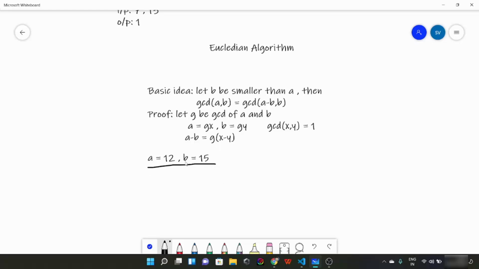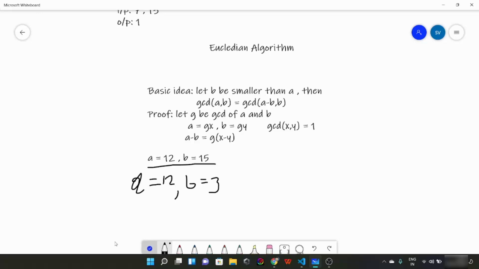And inside the loop, what we are going to do is subtract the bigger number from the smallest number. Alright. So now B is greater here, so B minus A becomes, B now becomes 3, right? And what does A become now? It still remains 12.